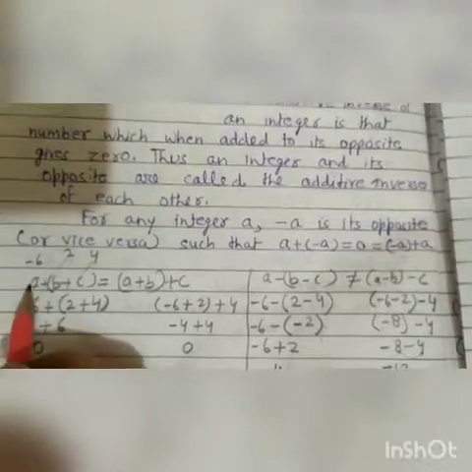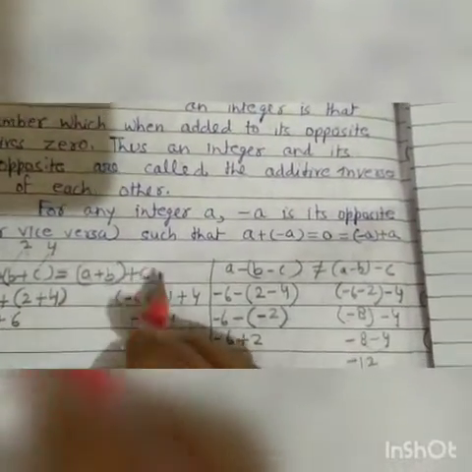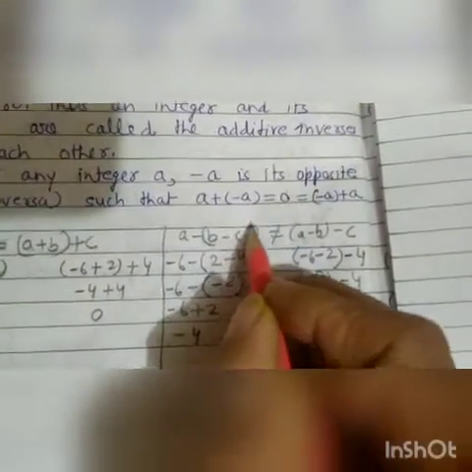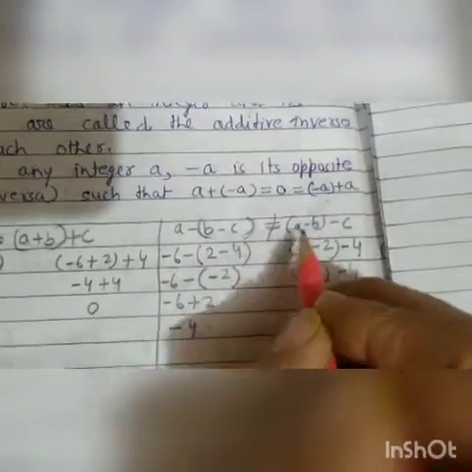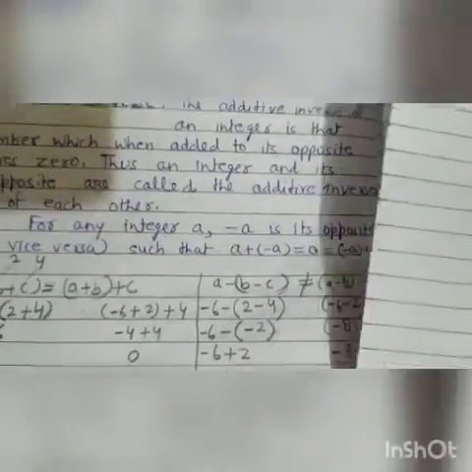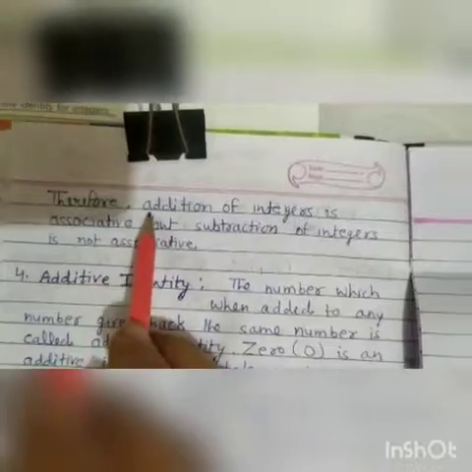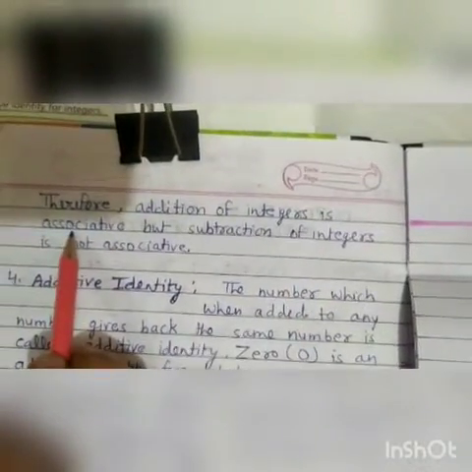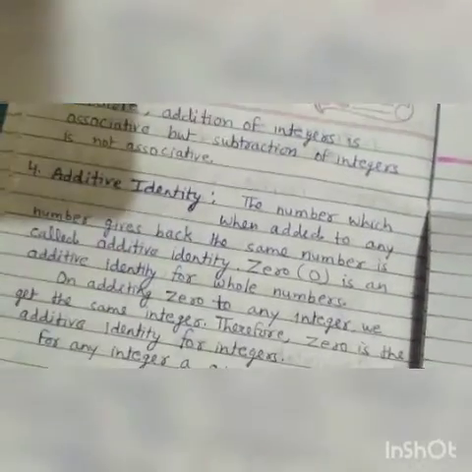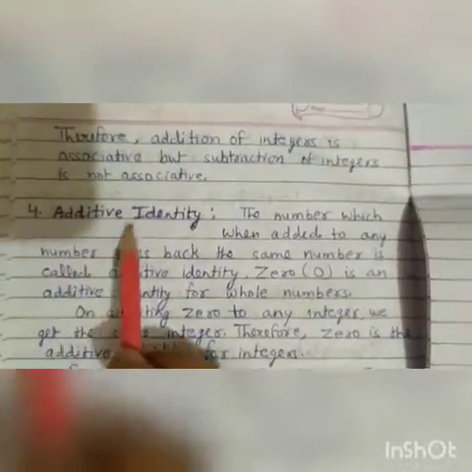So we write it like this: a plus (b plus c) is equal to (a plus b) plus c, and in case of subtraction a minus (b minus c) is not equal to (a minus b) minus c. Clear? Therefore, addition of integers is associative, but subtraction of integers is not associative. Now come to additive identity. Next property, number 4, additive identity.